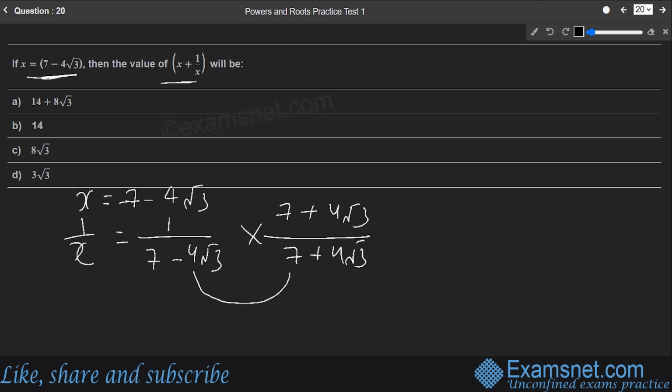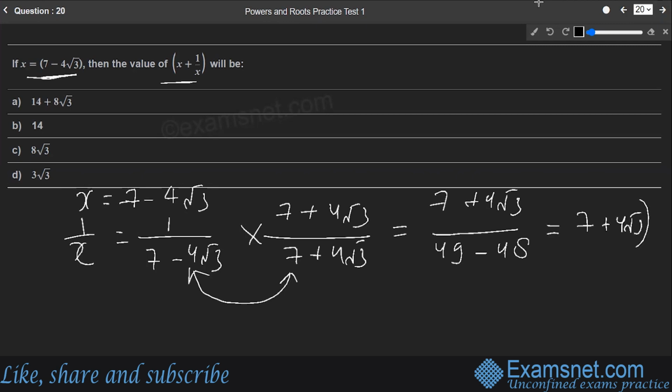Okay, so the denominator can be treated as a minus b, a plus b, that is nothing but a square minus b square. So clearly it is 7 plus 4 root 3 divided by a square is 49 minus b square is 4 root 3 square, that is nothing but 16 into 3, that is 48. So it is clearly 1. So it is ultimately coming out to be 7 plus 4 root 3. So 1 over x is 7 plus 4 root 3. We are supposed to find out x plus 1 over x.